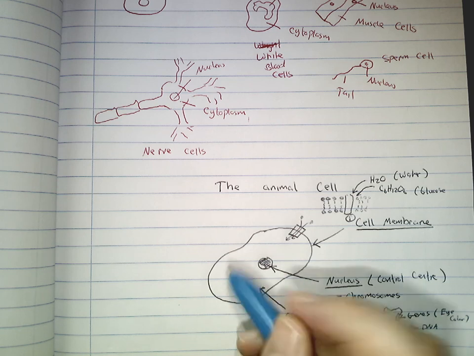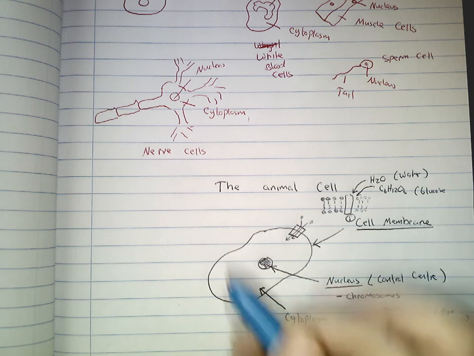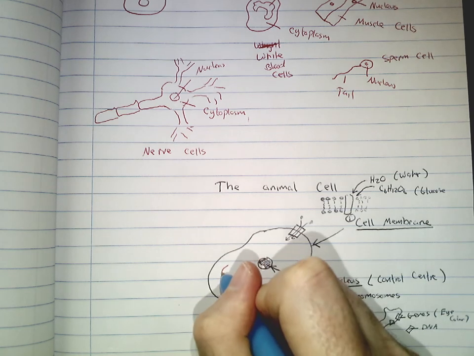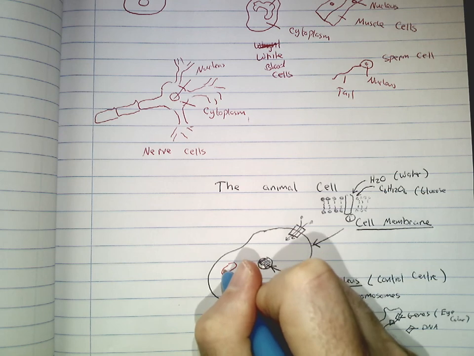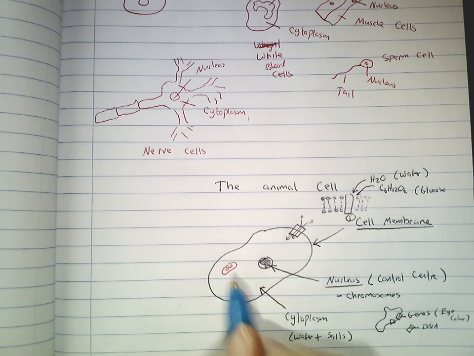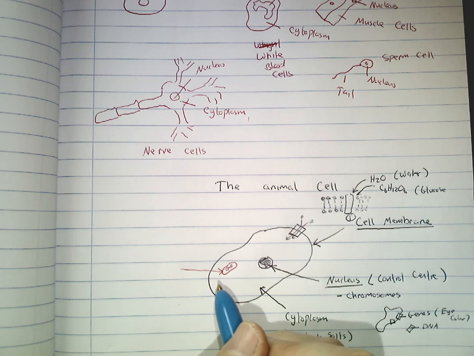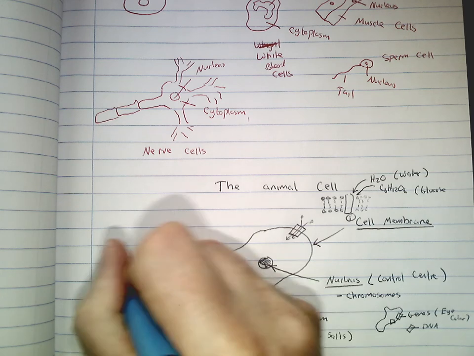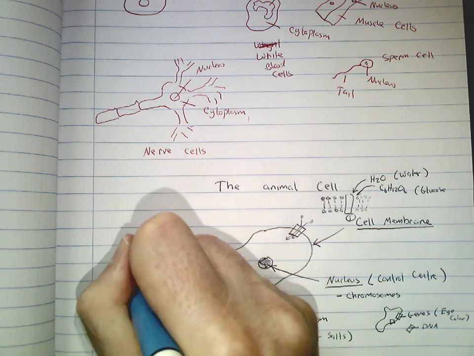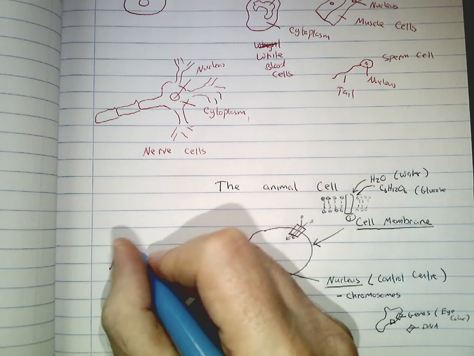Then you have these other substances, and they're kind of like the powerhouse of the cell. I'm just going to draw one of them in here. And these things are called mitochondria. So mitochondrion. Mito, M-I-T-O, chondrion.